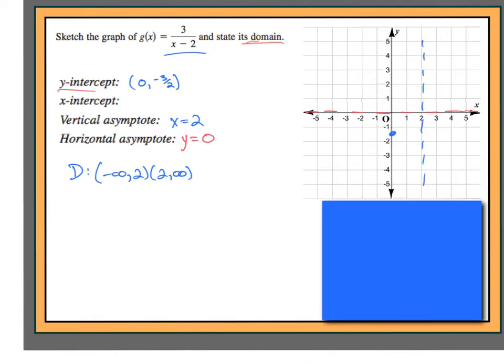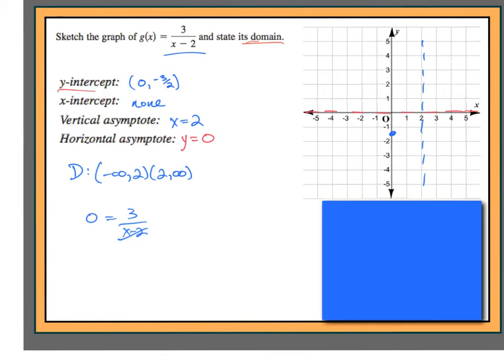How do I find an x-intercept? I substitute in 0 for y. So then I end up having 0 is equal to 3 over x minus 2. But then we multiply by x minus 2. So 0 times x minus 2 is 0. So I get 0 is equal to 3. Does that ever happen? No. So do we have an x-intercept? No. So you say none or does not exist. I'd take either option on your assessment.